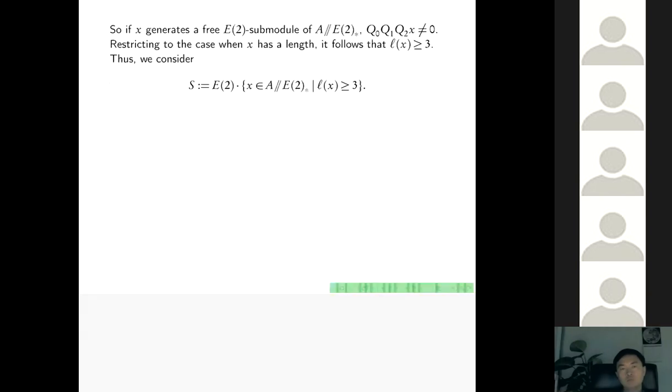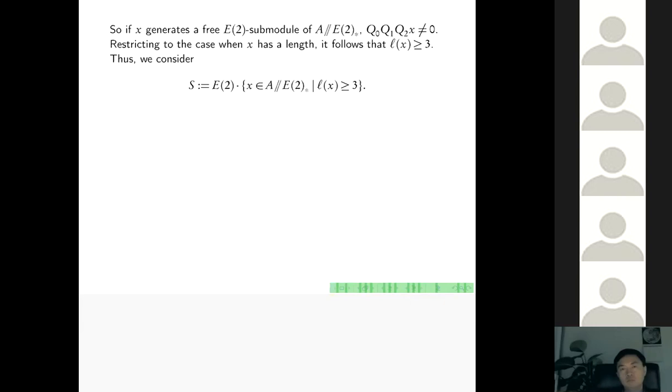Now remember I said that an element of A mod mod E2 dual will generate a free E2 submodule if and only if the action by all three of these Milnor primitives is non-zero. So assuming X has a length, if Q naught, Q1, Q2 of X is not 0, then it has length 0 at worst. By the previous proposition, X has to have length at least 3. So if you're trying to capture as much of the torsion in Adams filtration 0 as possible, it makes sense to consider the following submodule S of A mod mod E2 dual, generated by all those elements whose length is at least 3.